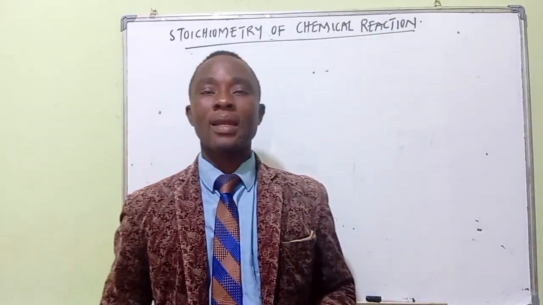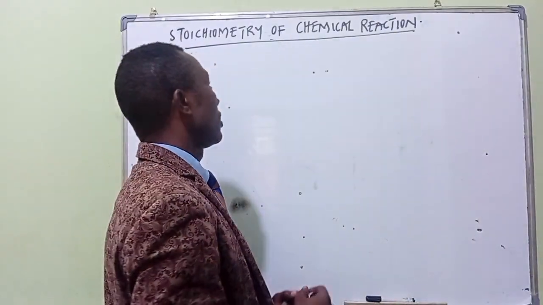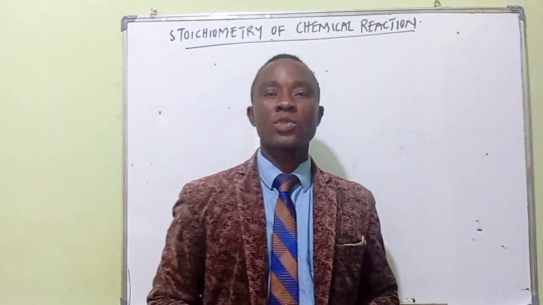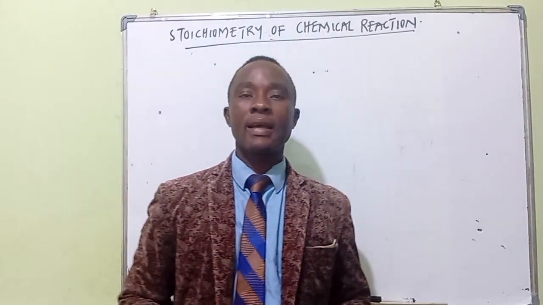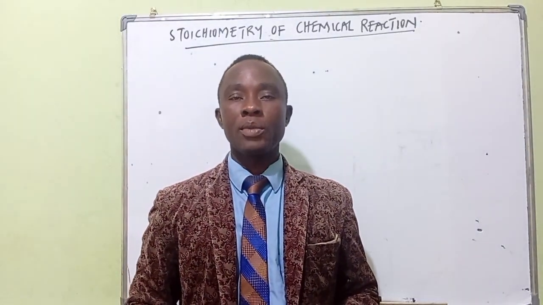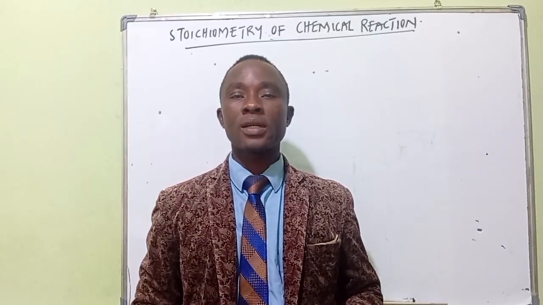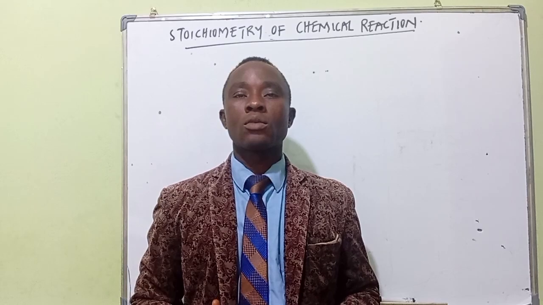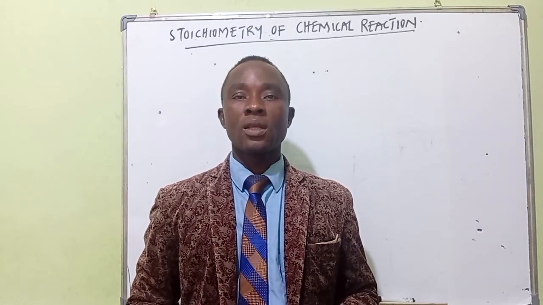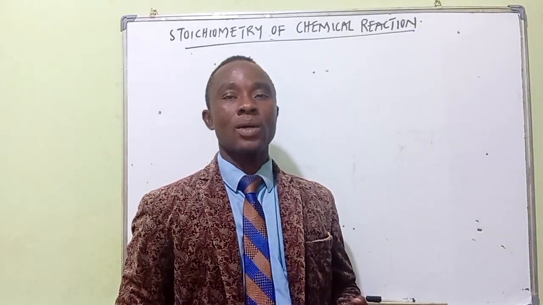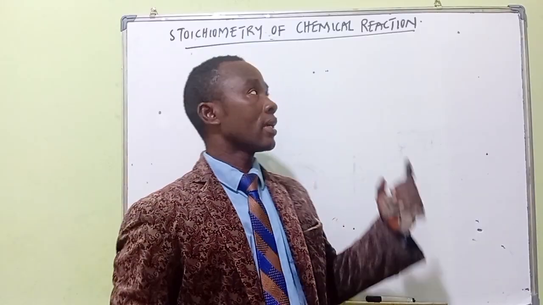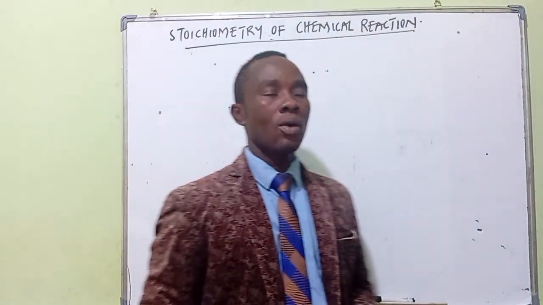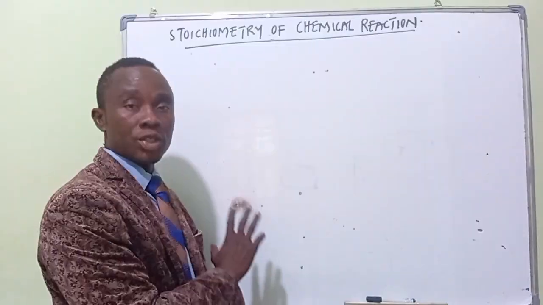Okay, in my class today, I will be taking us on the topic stoichiometry of chemical reaction. Remember, stoichiometry has to do with calculations in chemistry, that is, mass-volume relationships. When we talk about stoichiometry of chemical reaction, we are talking about those calculations that we carry out after balancing a chemical equation. That is to say, those calculations stem from chemical reactions.